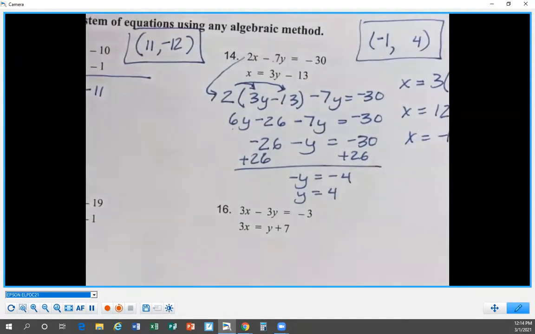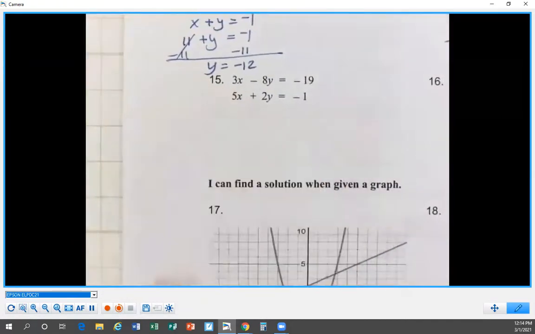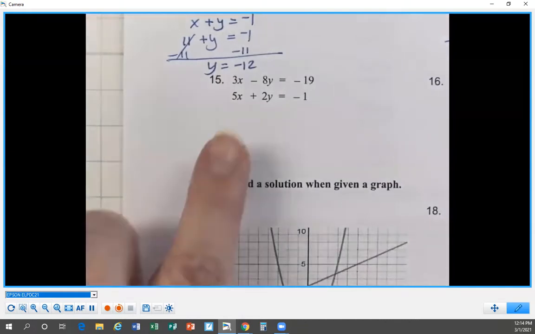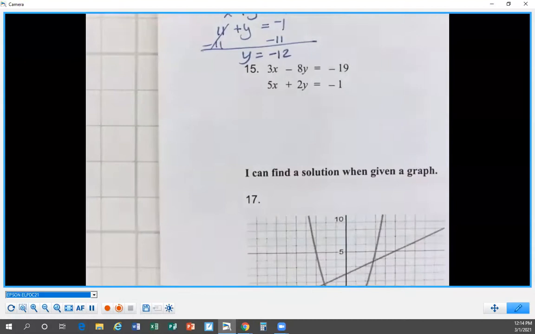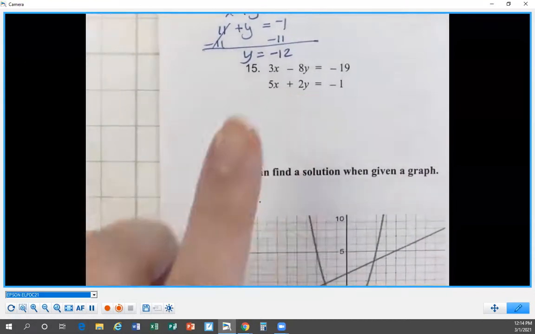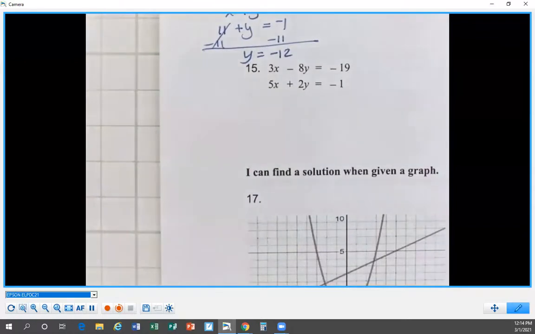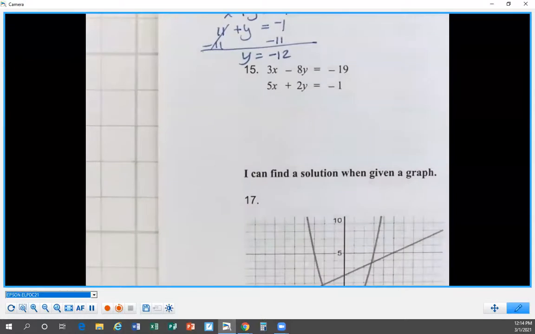Okay, so 15, we have to determine the strategy that we'd want to use. We see these are both already in standard form, so that's really conducive to solving with elimination. Then we look at it and say, which term would I like to eliminate? The least common multiple of 5 and 3 is 15. That's not a huge number, that's fine. But the least common multiple of 2 and 8 is 8, so that's a little smaller, so I would like to choose the y's. Can I cancel out the x's? Absolutely. It will still work just fine.